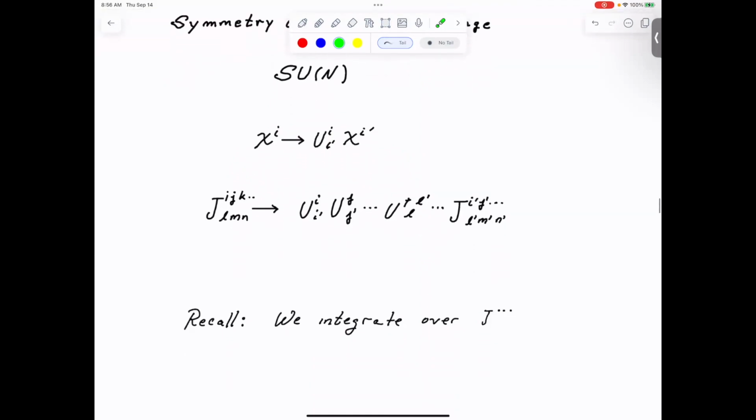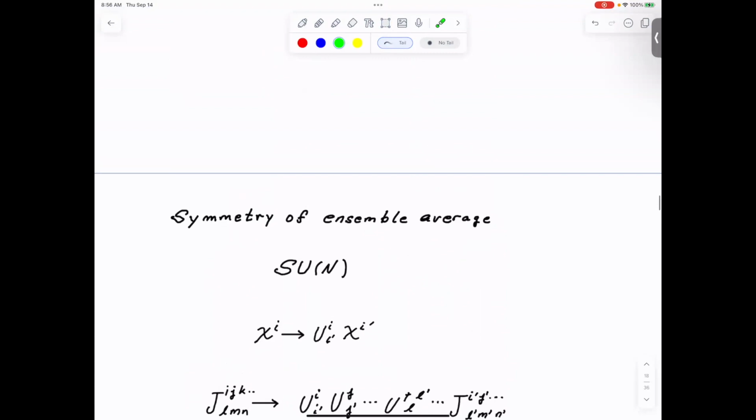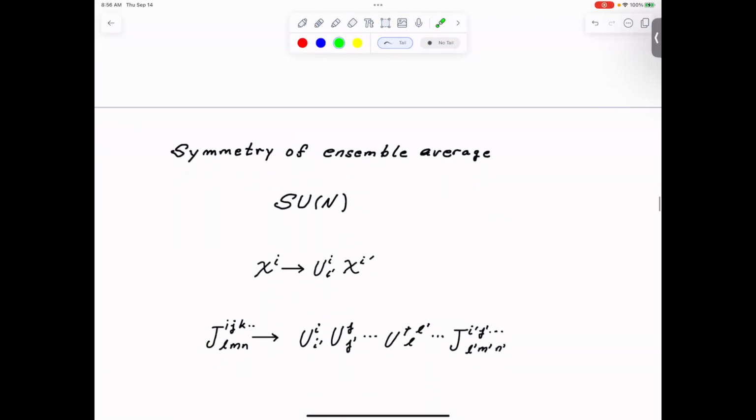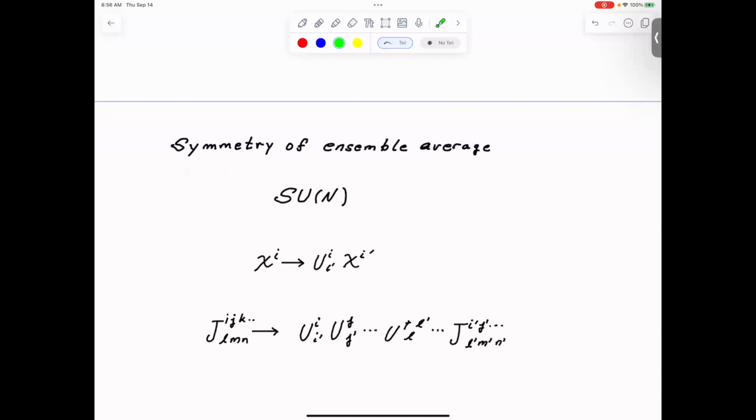But we have to not only allow the chi's, the fermions, to transform under it, but also the J's. The J's are the coefficients in the action. They also have indices, IJK, LMN. We have to allow those quantities to also transform under the gauge group. If we allow both of these things to transform, then the Hamiltonian is invariant under this SU(N).